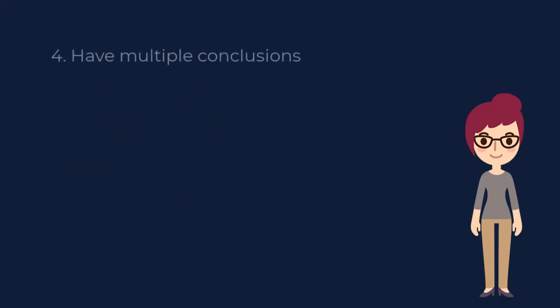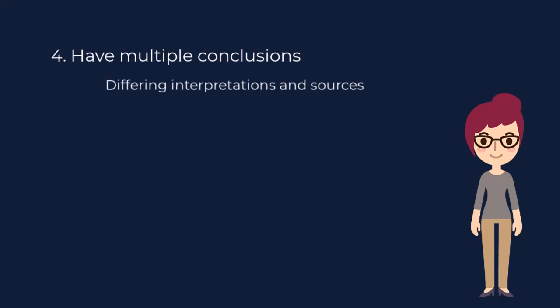There are multiple conclusions to the problem or scenario. Students can arrive at the solution by using their knowledge and skills in ways they determine best. This may mean differing interpretations and using multiple sources and perspectives. This kind of independent exploration can help develop students' critical thinking and reflection skills.